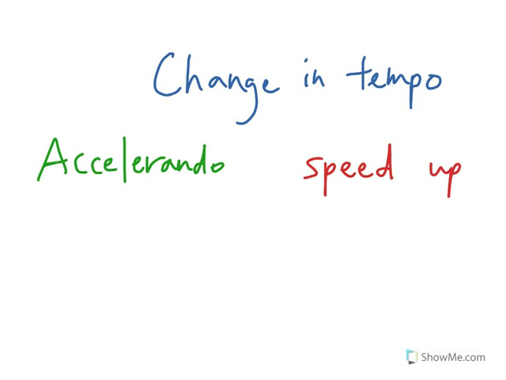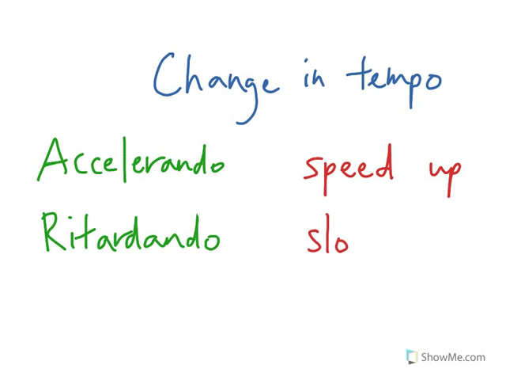If you have retardando, that means to slow it down. So if you're playing a piece of music and it says accelerando at some point, then you're going to play it faster and faster and increase the tempo.